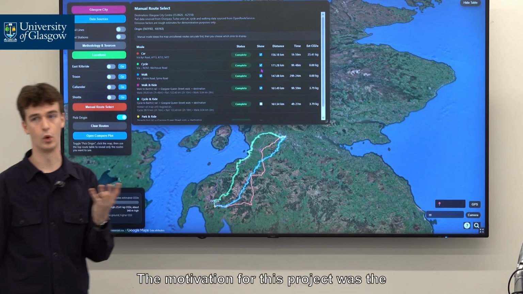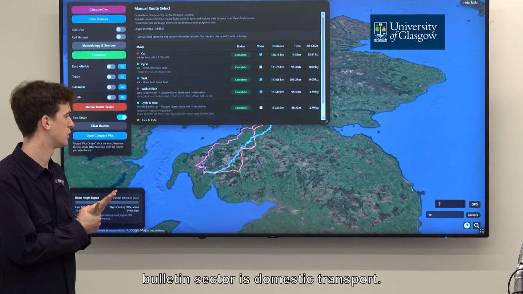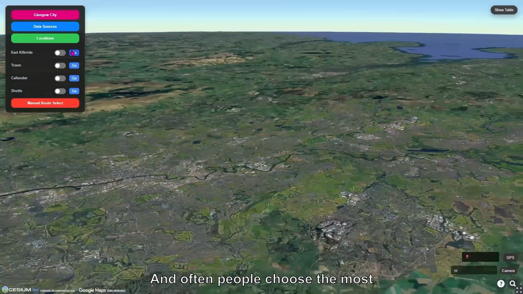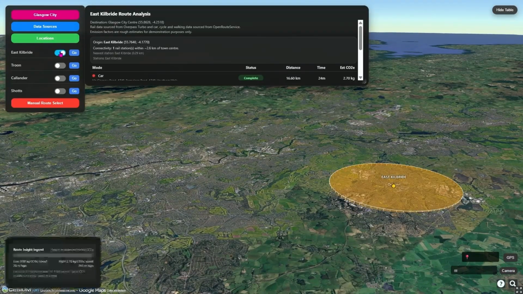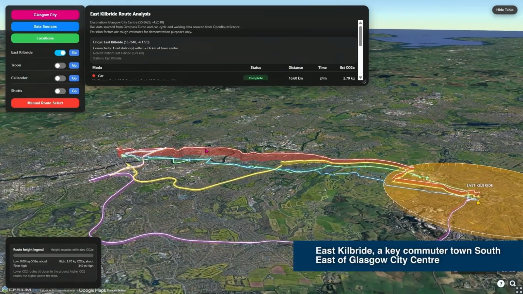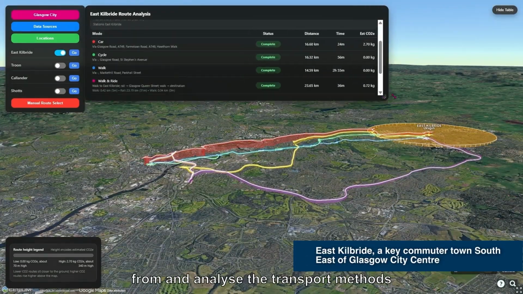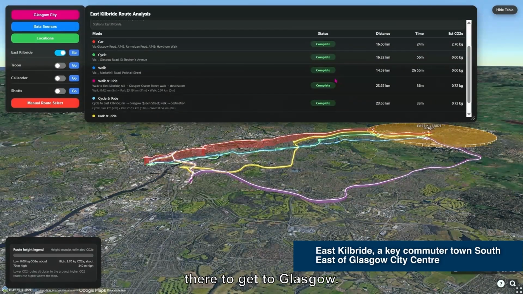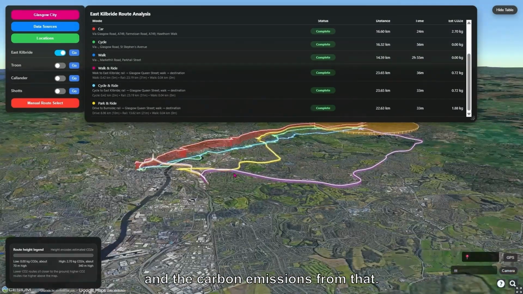The motivation for this project was the fact that in Scotland the highest polluting sector is domestic transport, and often people choose the most convenient option to get from A to B. So for this project I looked at 4 areas that people may commute to Glasgow from and analysed the transport methods that you could take from there to get to Glasgow. I looked at the route time, the distance and the carbon emissions from that.